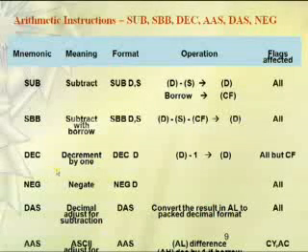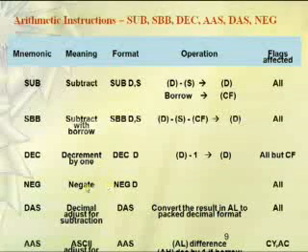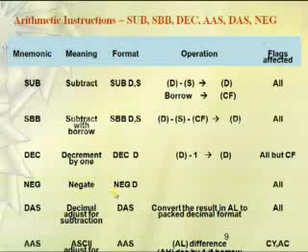And then decrement. It decrements the destination operand by 1, and the result is stored inside the destination operand. Now negation performs a two's complement operation on the destination, and again the result is stored inside the destination. And DAS and AAS. DAS is similar to decimal adjust after addition, and AAS is similar to ASCII adjust after addition.